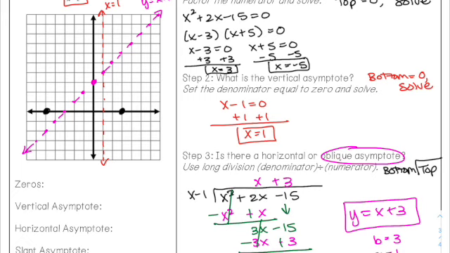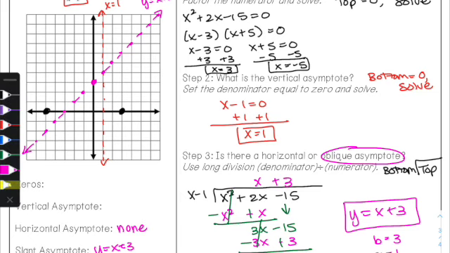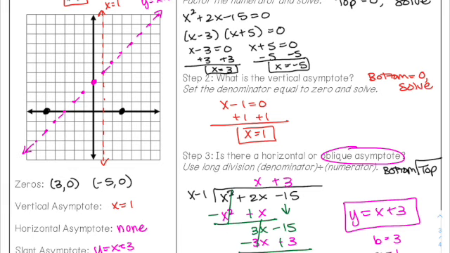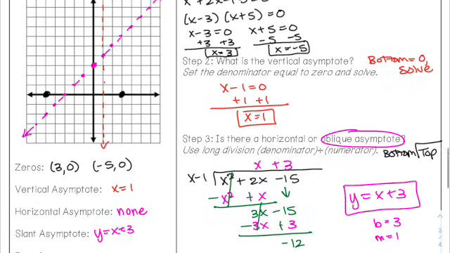So our slant asymptote was y equals x plus 3. We do not have a horizontal asymptote because we have a slant asymptote instead. Earlier we found that our vertical asymptote was x equals 1, and that we had two zeros, one at (3, 0) and one at (-5, 0). Step 4 is to graph.